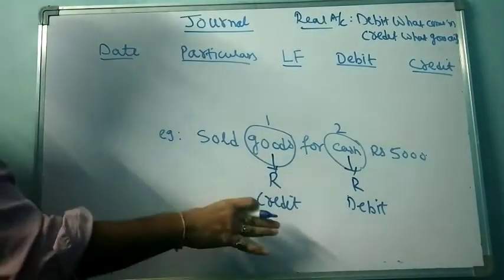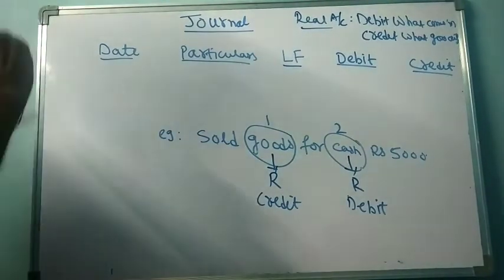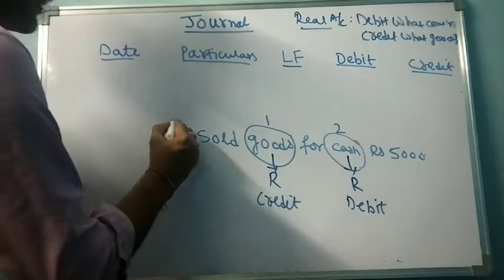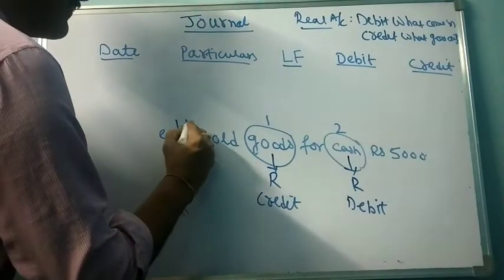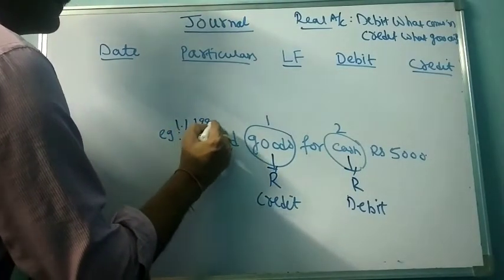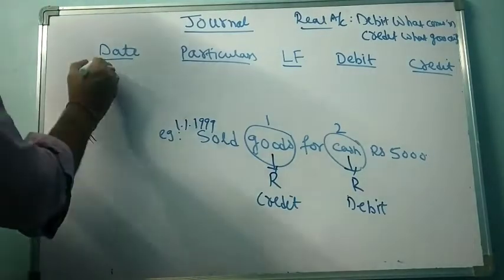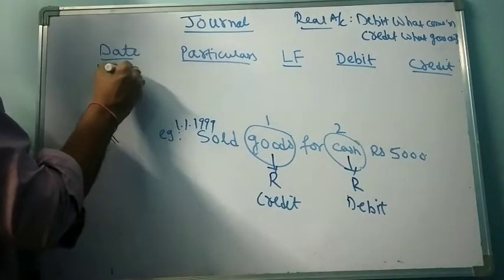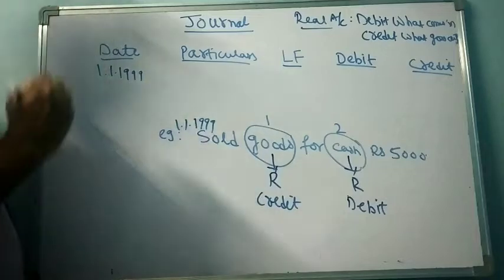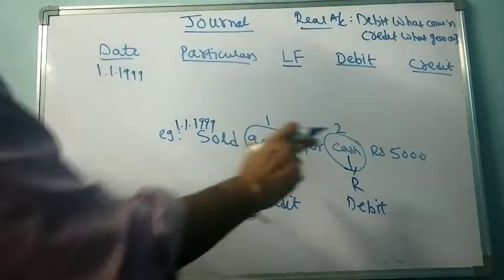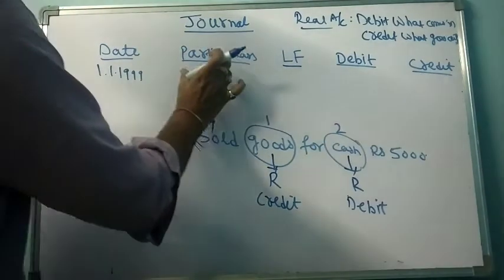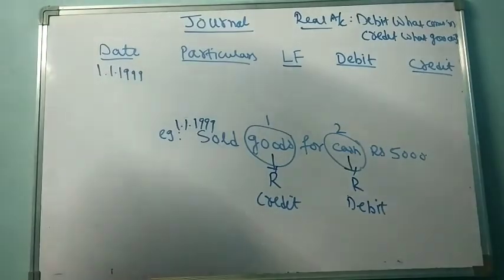Now how to record this in the journal? This is very very important. Let us assume that the date of the transaction is 1st January 1999. Here, first to record the date of the transaction, on which date this transaction has taken place. In the particulars column, you should write the journal entry.